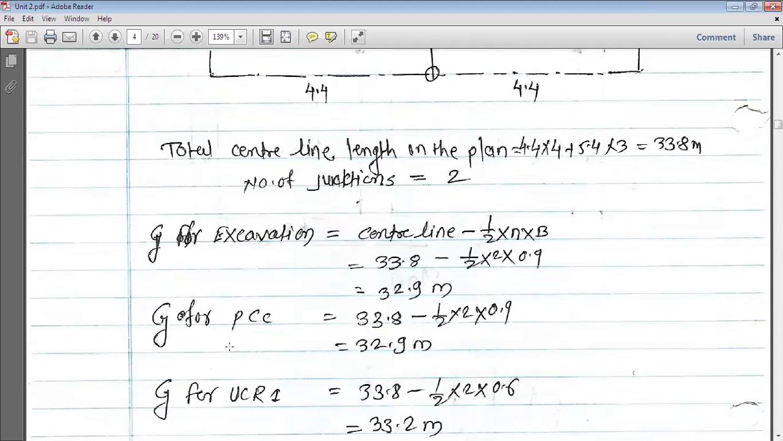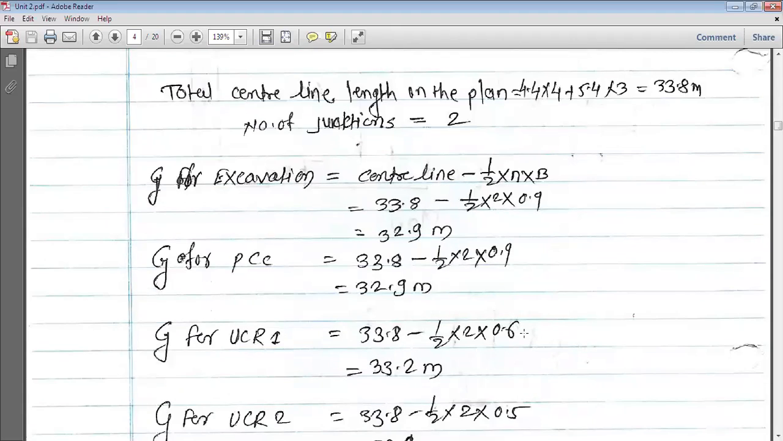Then we calculated the center line length for the PCC, which comes to 32.9 meters. Again, the width of the PCC will remain the same as that for the excavation, because the PCC bed is above the excavation. In 99% of cases, you will observe the same scenario. If the excavation width is not given, don't worry. Take the width which is given for the PCC bed.